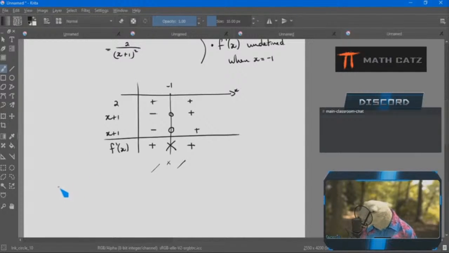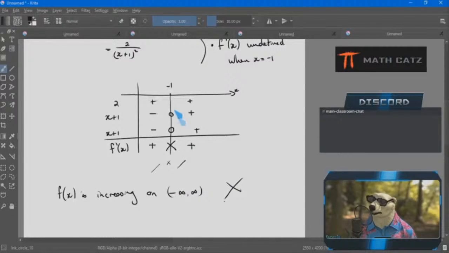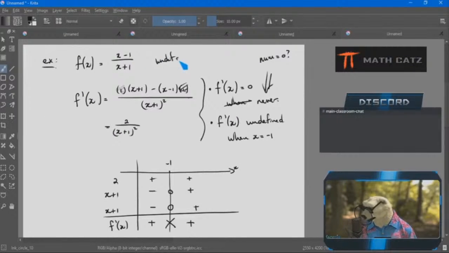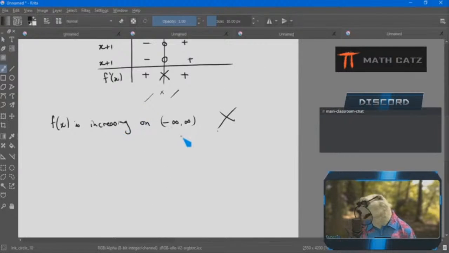But before we do that, let's just write down our sentences. My function is increasing on. Now I can't say everywhere. That is not right. Why? Because when I look at my function, which is what the statement is saying something about, this guy is undefined at x equal to -1. So I can't ever include -1 in any statement like this, because there is no point to compare.